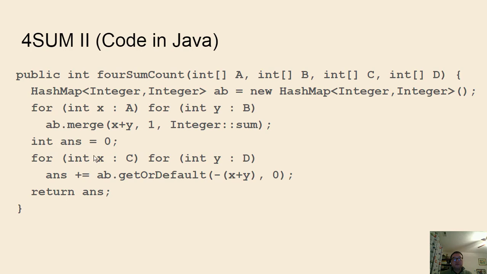And then we just loop through everything in C, everything in D. Now, given the sum x plus y, we are looking for negative x plus y. If it doesn't exist, then that's 0. If it exists, we get how many counts it has, and then we just add it. So very simple logic here.